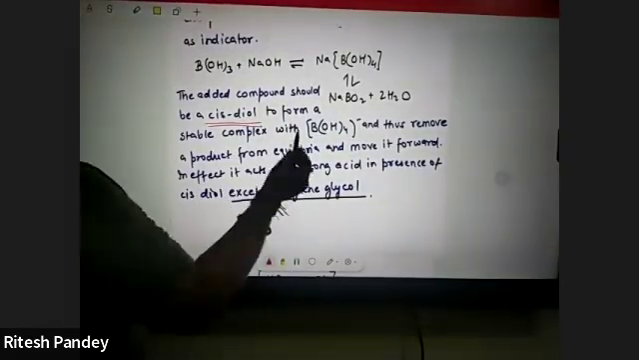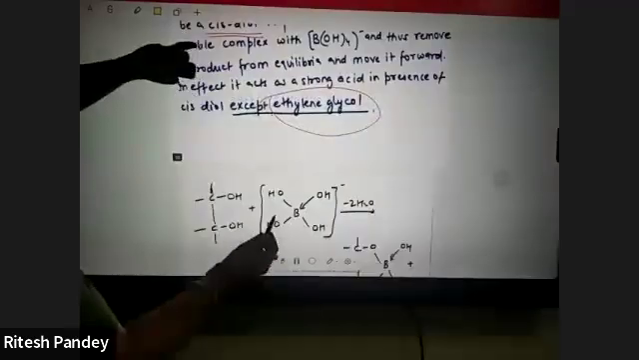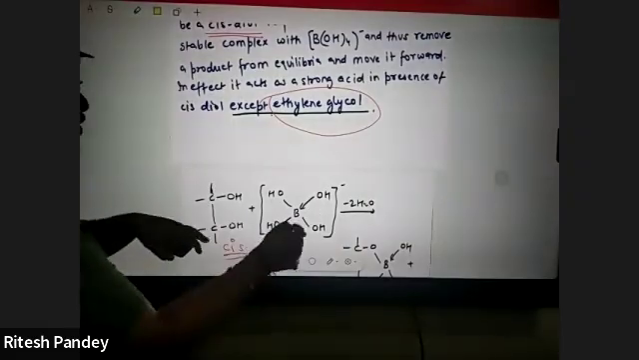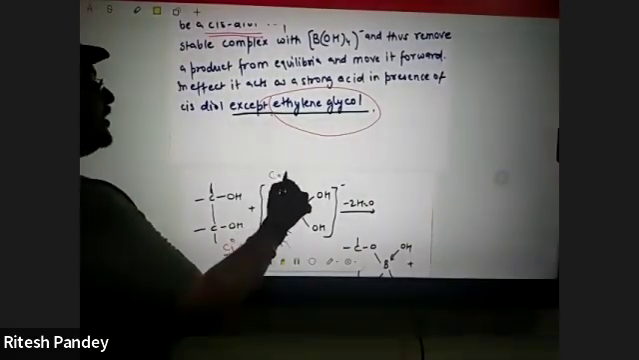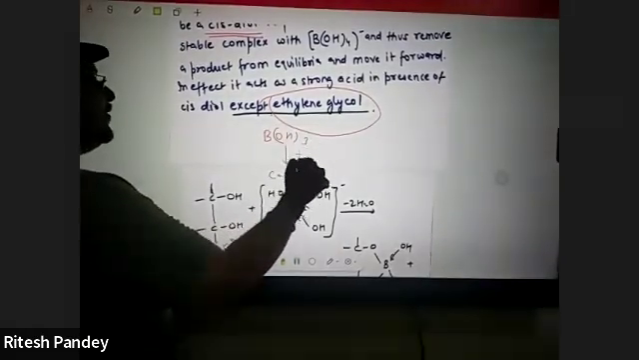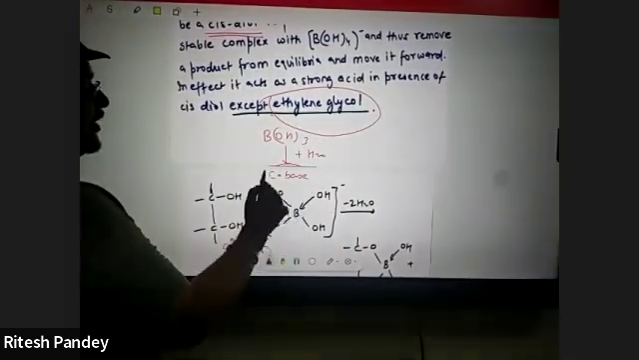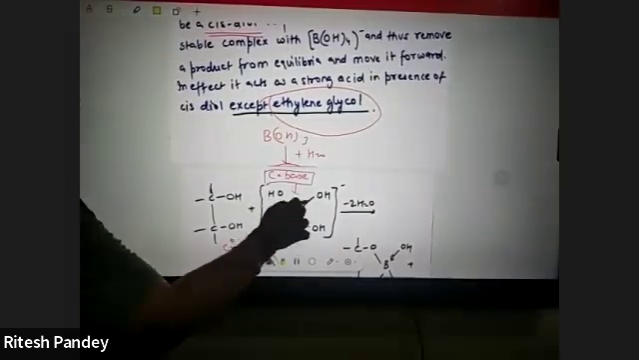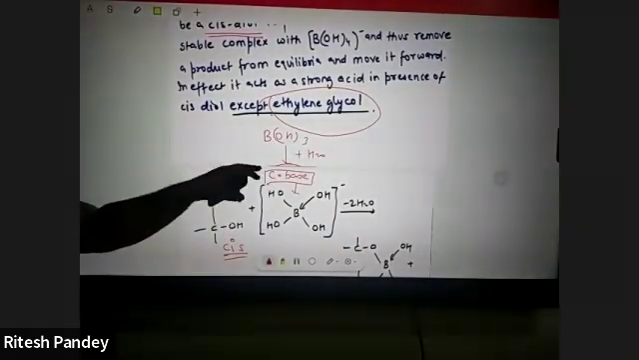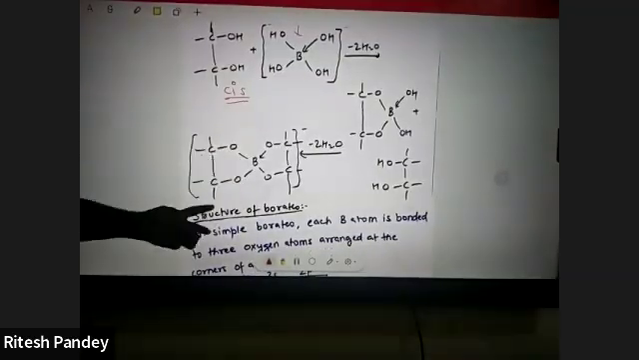If this is stabilized, except ethylene glycol, any cis diol, it has to be cis. Only then does it form a complex. I can say this is the conjugate base of B(OH)3 acting as a Lewis acid with water. So the stability of this conjugate base will decide the acidity of B(OH)3. So the acidity is raised, and you can have a sharp endpoint once you have treated it with a cis diol. Cis because it needs to form this complex.